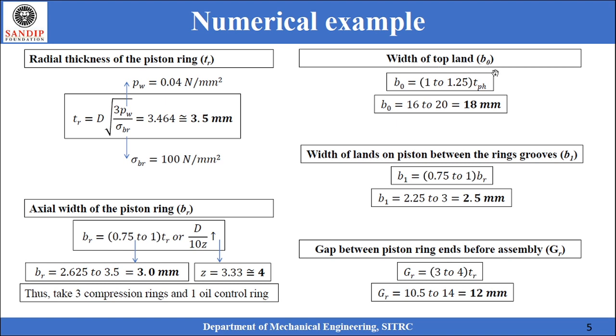Width of the top land B0 is calculated by this formula. By applying this formula, B0 can have any value between 16 to 20 mm. So we choose 18 mm as B0.